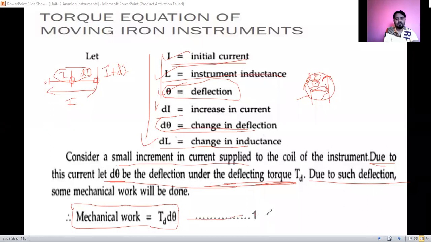Equation number 1. If you have a pen and paper, you can write this down, at least equation 1. Simply listening is different, writing is different. Ten times reading is equal to one time writing. So if you have pen and paper, write it down. Mechanical work equals TD into d theta, that is equation number 1. Consider that.